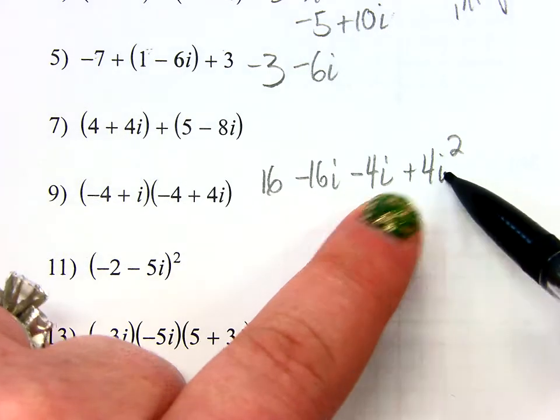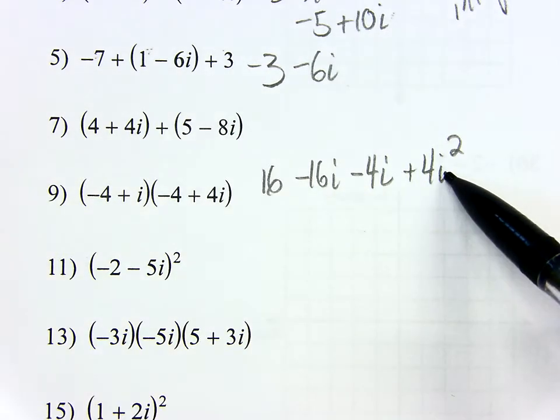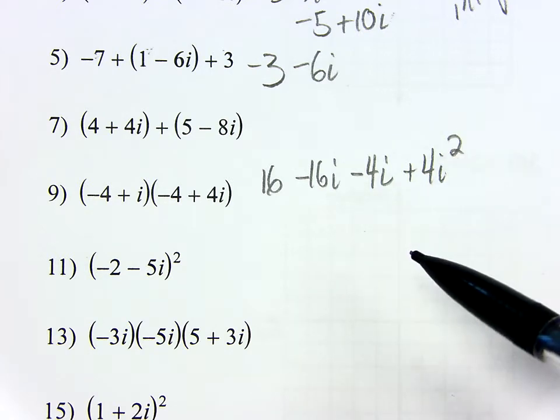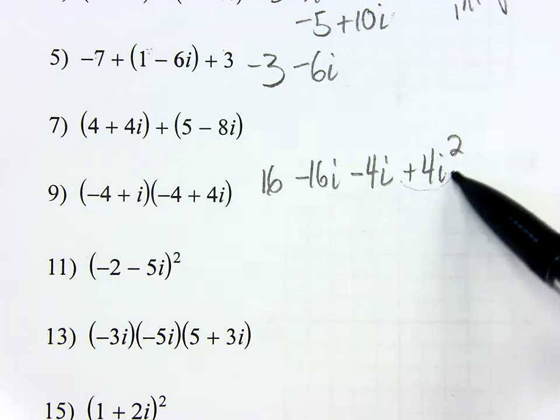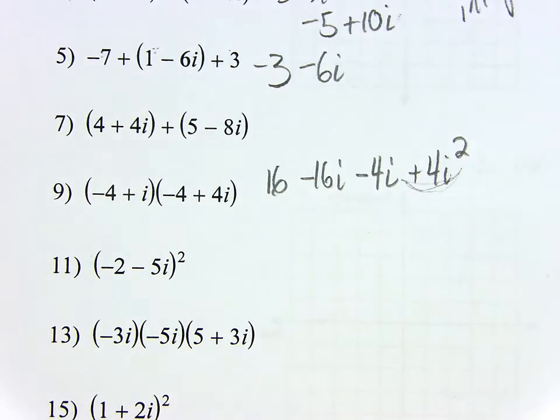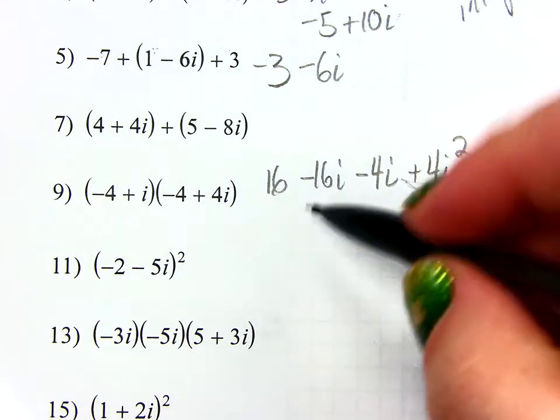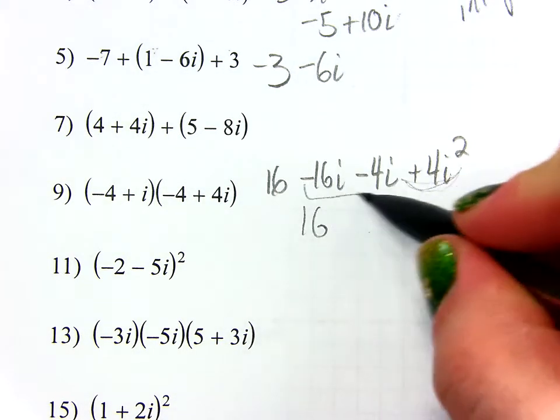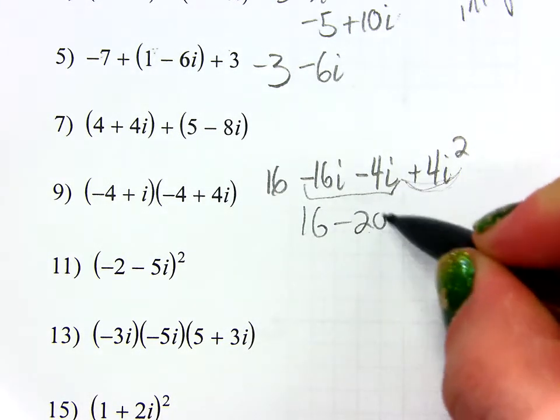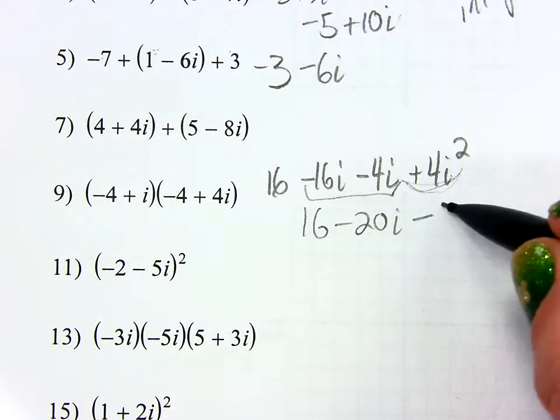But I have this i squared over here. So remember I told you if you see an i squared, it's not really an i squared. It's going to turn into negative 1. So this whole chunk is now going to become a negative 4. Do you see that? So I'm going to have 16. These two can go together. That's just minus 20i. But then this is now a minus 4.